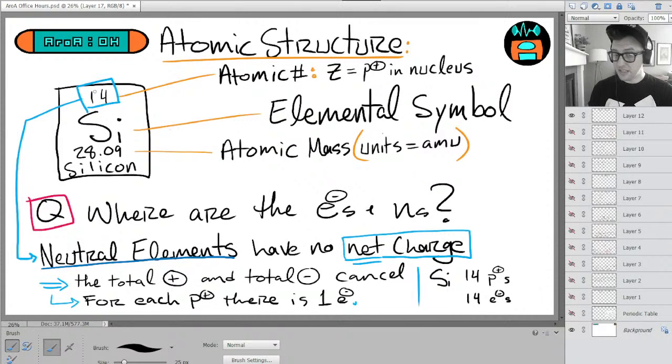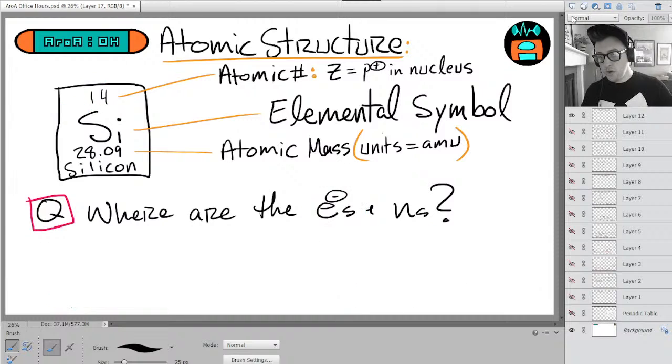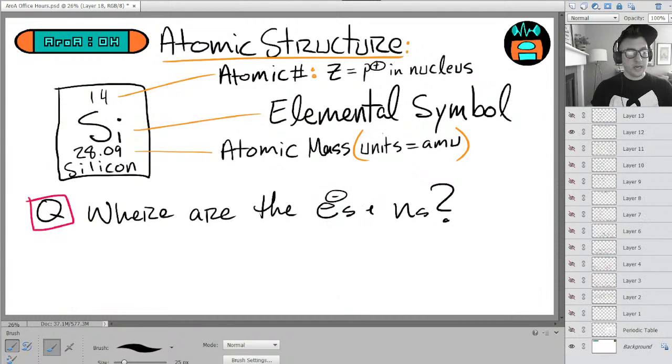Even though it's technically the number of protons in the nucleus, because we're dealing with a neutral element, the number of negative charges has to equal the number of positive charges. So the answer to the question of where the electrons are comes from the atomic number. Neutrons are a different story. To figure out where the neutrons are, you need additional information, and that information comes from something called the mass number.